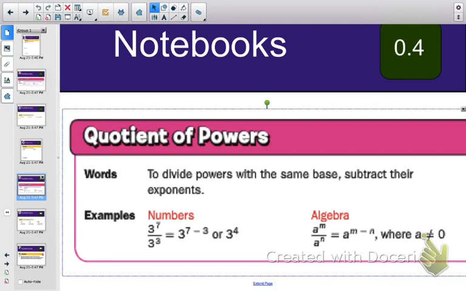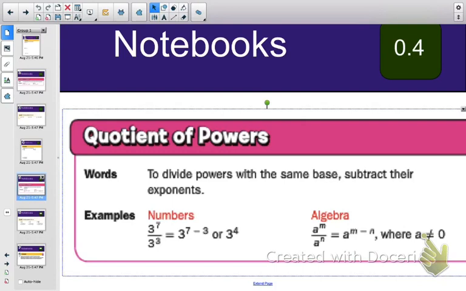And if we look at it in algebra form, a to the m over a to the n, same base of a, and you just subtract m minus n. This says where a is not 0. It's just saying that because you can't divide by 0. That's one of the most important rules in math. You can't split 10 things into 0 groups, so you can't divide by 0. So don't get confused about that part.